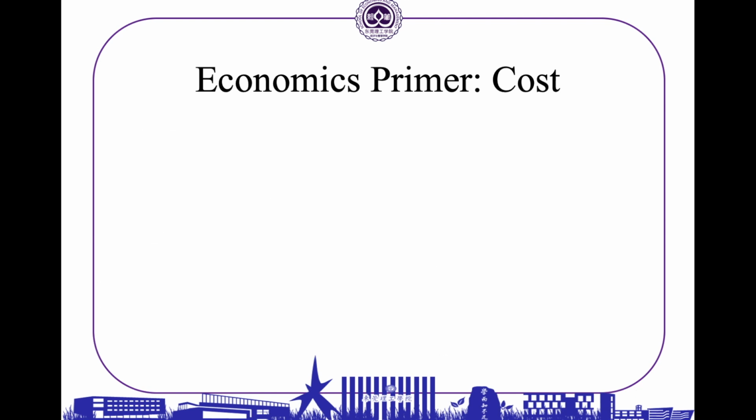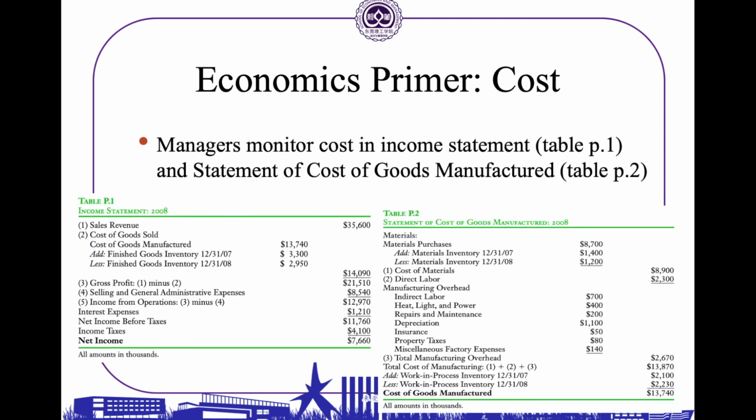Managers monitor costs in the income statement, Table P1, and the statement of cost of goods manufactured, Table P2. These pieces of information are retrospective. They are historical data, which means the numbers of costs listed here were the costs of goods that have been produced. When the manager wants to know something like how much a price cut will increase profit, as with Pepsi, this table could not answer how much the cost boost would be induced by the additional sales.